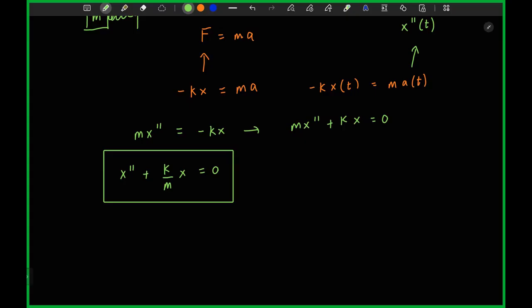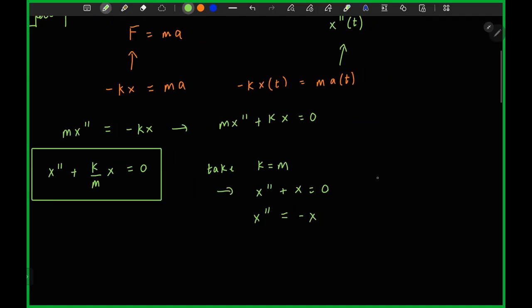So in order to really see what this equation is telling us, I'd like us to consider a simpler case. Let's take a case where k equals m, such that our equation now becomes x double prime plus x equals 0, or alternatively, x double prime equals negative x. What is this equation telling us? It's telling us there is some function, x of t, such that when we differentiate twice, we get back the same function with a negative sign. Well, what function does that?